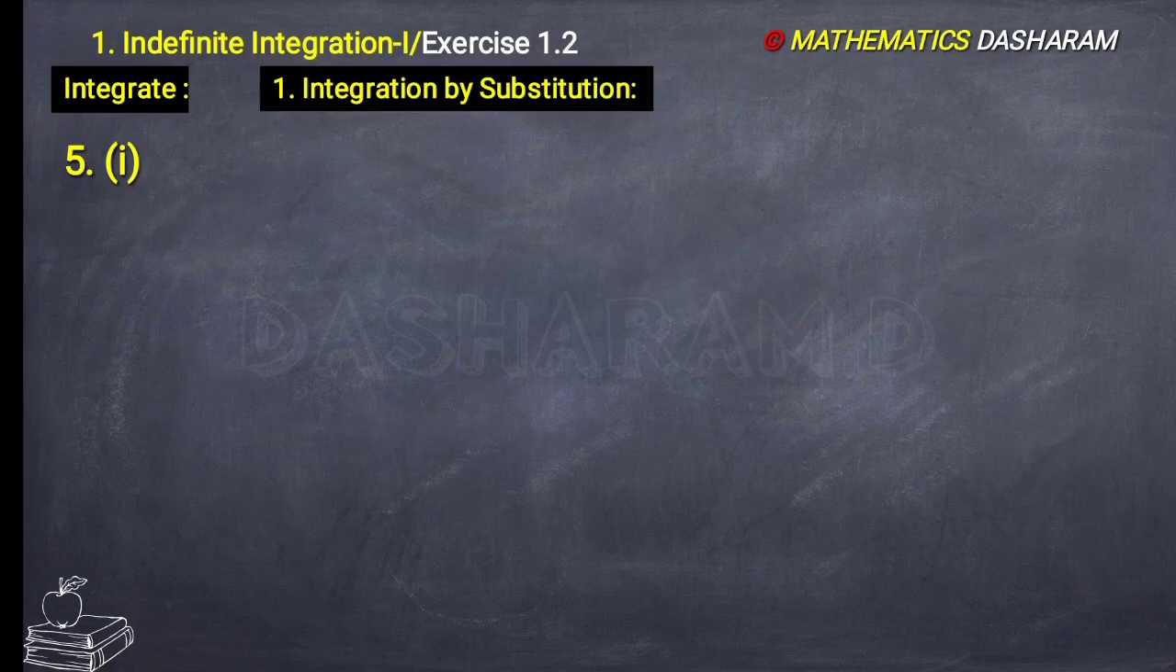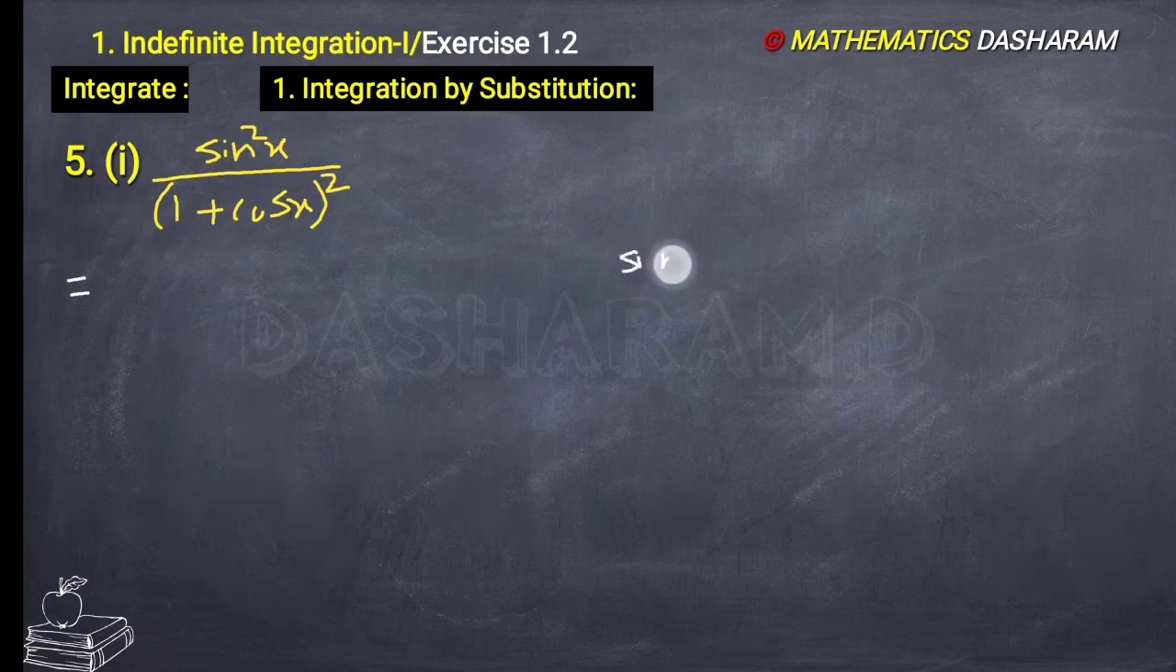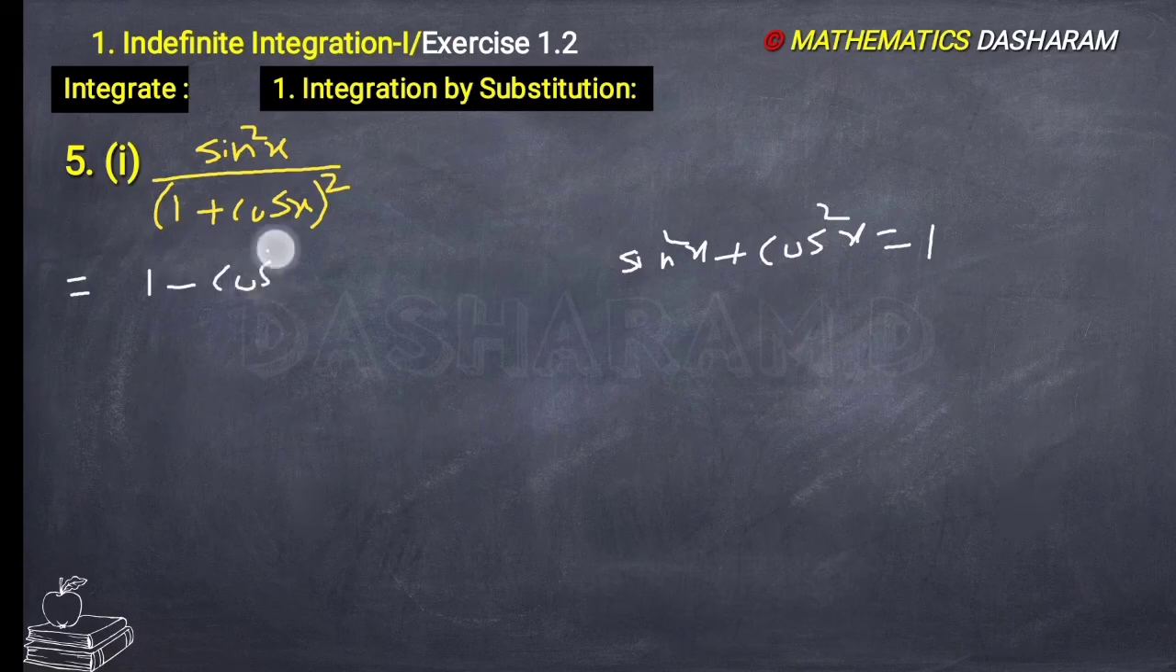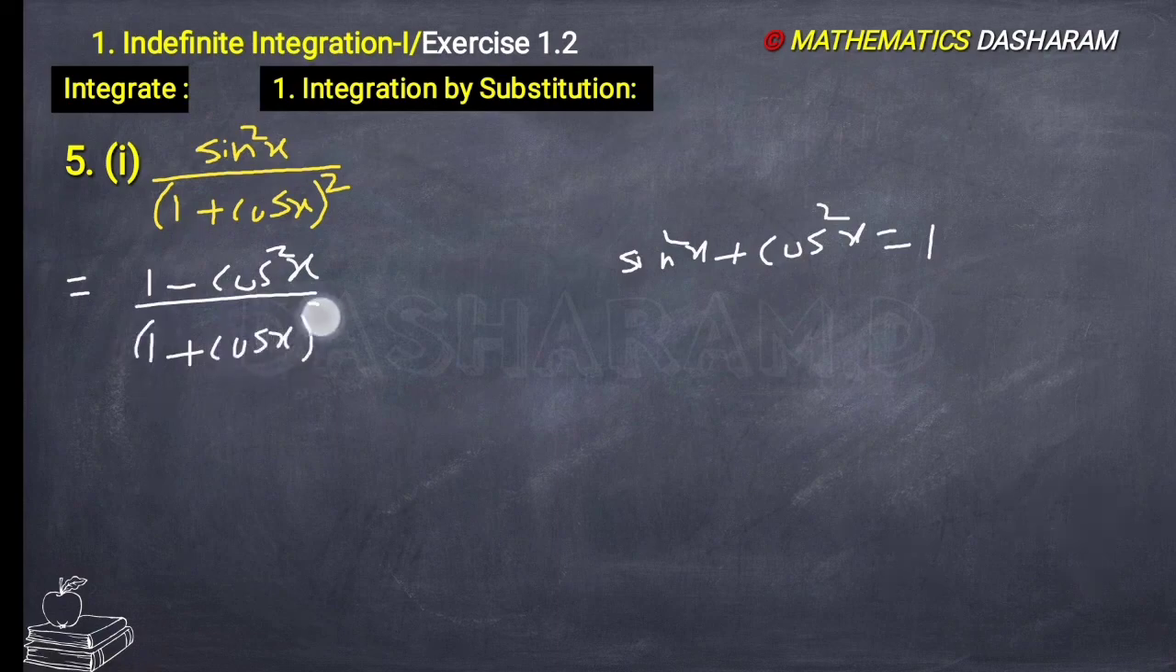Fifth bit, first problem: integration of sin square x divided by (1 plus cos x) whole square. Let us simplify this before doing the integration. We know sin square x plus cos square x equals 1. From this, sin square x equals 1 minus cos square x, divided by (1 plus cos x) whole square. This 1 can be written as 1 square.